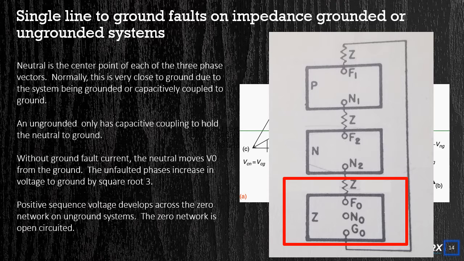The phase to neutral voltages and phase to phase voltages stay the same. Delta wound motors can operate for this reason during a single line to ground fault, but they must be insulated to handle the higher voltages.